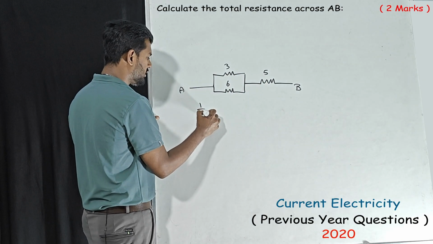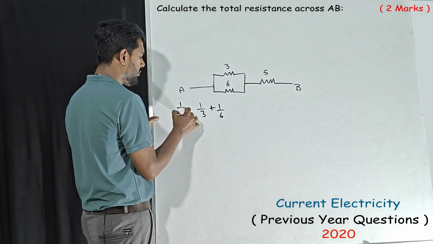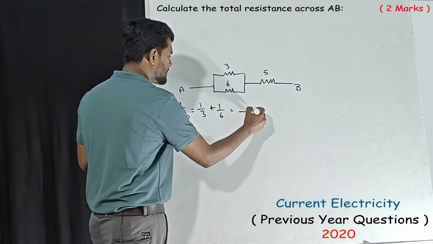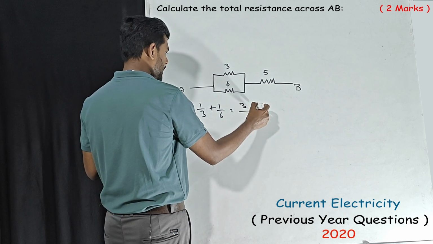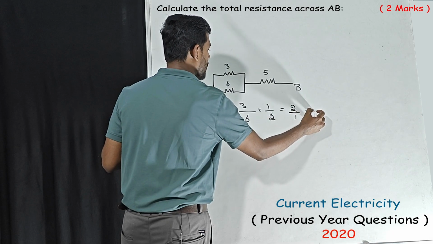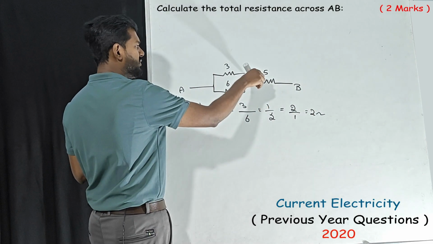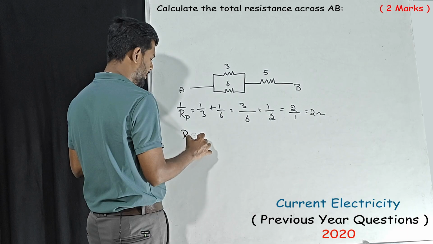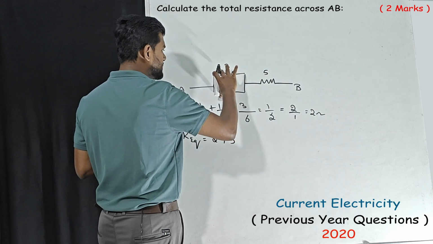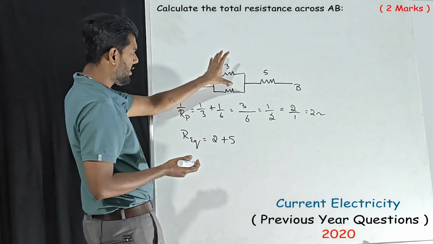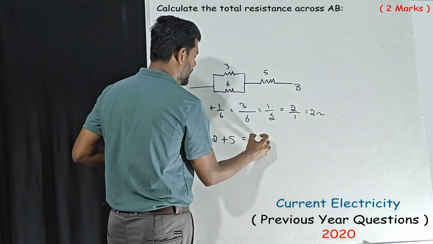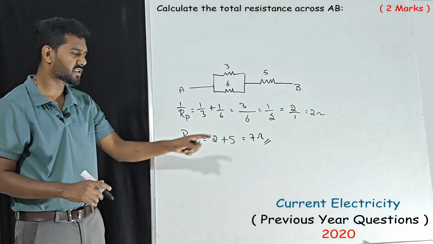So 1 by 3 and 1 by 6, okay, 1 by Rp, these two are in parallel. 1 by 3 plus 1 by 6, the answer will be 3 by 6. So it is 1 by 2, we have to take the reciprocal, so that is 2 ohms. This 2 ohms is in series with 5 ohms. So effective resistance is equal to 2 plus 5. After solving, these two will become one resistance that will be in series with this 5. So the answer will be 7 ohm. That's it. Final answer is 7 ohm.